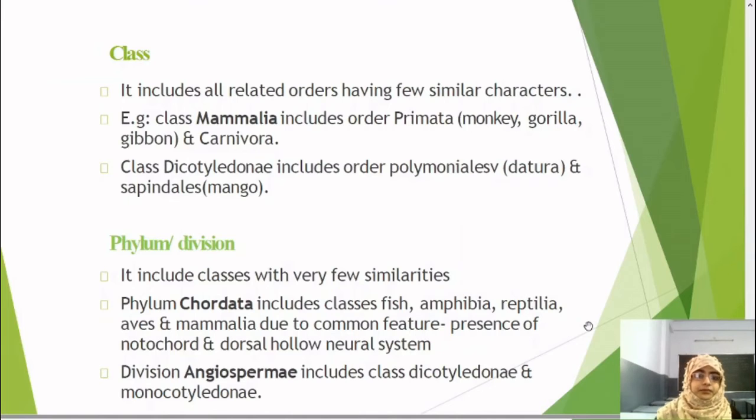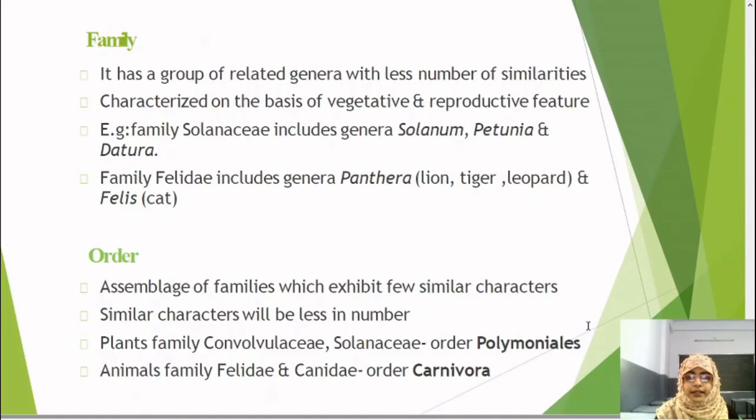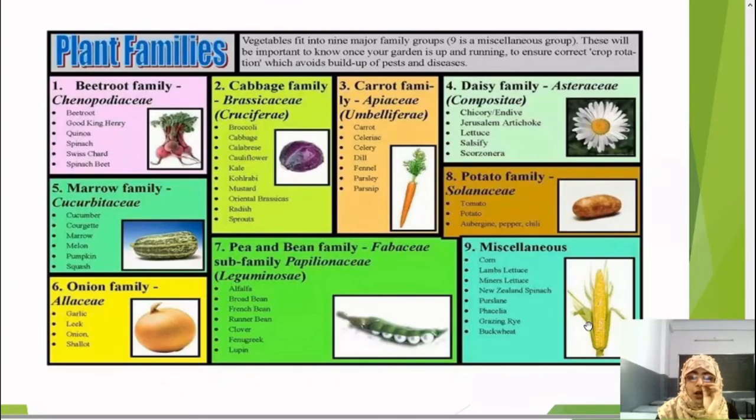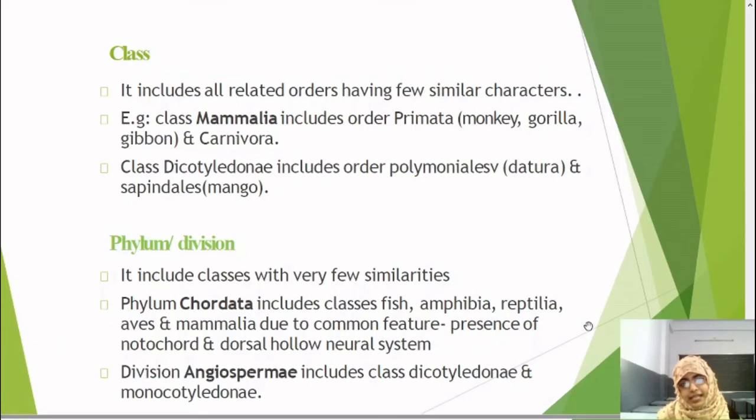What is class? Class includes all related orders having a few similar characters. Just now I told you that as we go higher, characters decrease. So all the orders, just now we studied about orders, that is Polymoniales and Carnivora, are kept under a single class. Various orders are kept under a single class. I'll give you a basic example from plants, that is dicotyledons. Dicotyledons consist of two orders, Polymoniales and Sapindales.